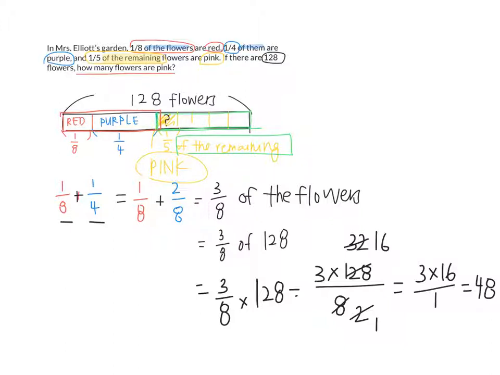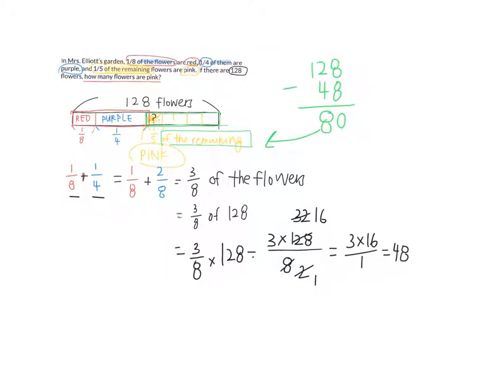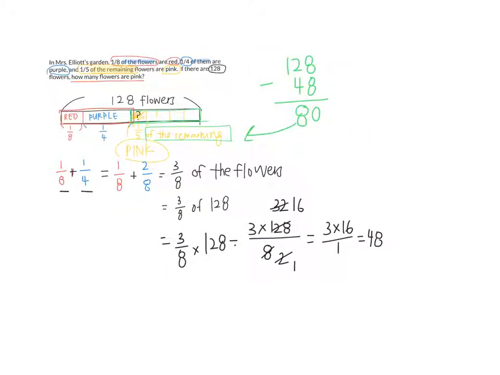So how can I find out what's remaining? Well, I can take all of my flowers, 128, and I take away the ones that I know are red or purple. 8 minus 8 is 0. 12 minus 4 is 8. 80. Listen carefully. So that means that 80 is my "remaining." Are all the remaining flowers pink? No. What fraction of the remaining flowers are pink? 1/5. So how can I find out how many flowers are pink? I find 1/5 of 80. Good. So I have to find 1/5 of 80.